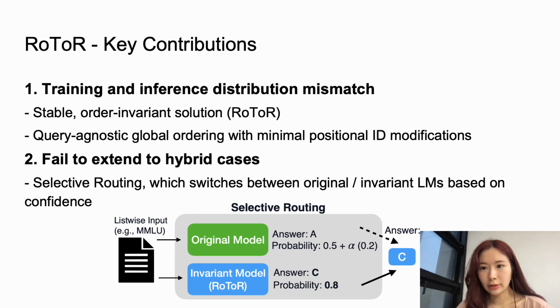As a result, we address both prior challenges. RoToR achieves invariance with a single global ordering and a circular position ID scheme, so they are more stable and exhibit less out-of-distribution behavior. For limitation 2, we propose selective routing, which compares confidence scores from the base model and its invariant model and routes to the more reliable answer.